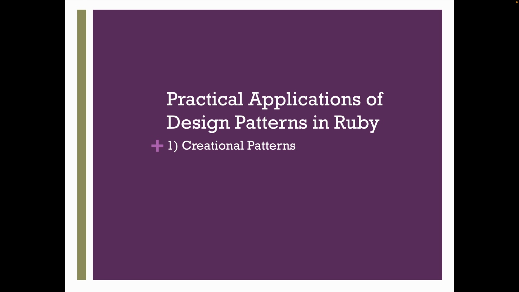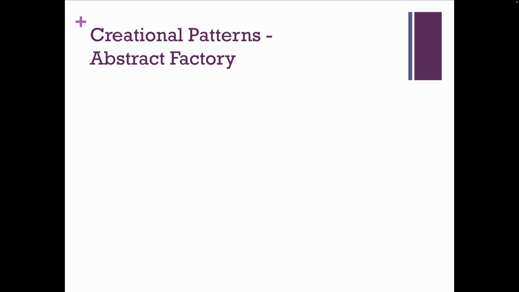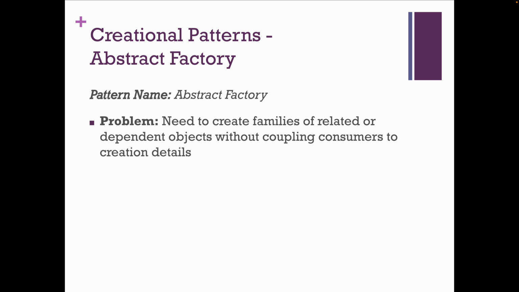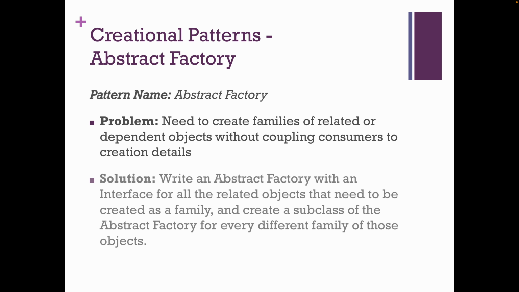So let's get started. There are a lot of design patterns to breeze through, so I'm going to start breezing through them. So the first one is abstract factory. Basically, it's needed to create families of related or dependent objects without coupling consumers to creation details. So the solution for that problem is you write an abstract factory interface for related objects that need to be created as a family, and then for every family that you need to create of those objects, you create a subclass. So we use this at work.